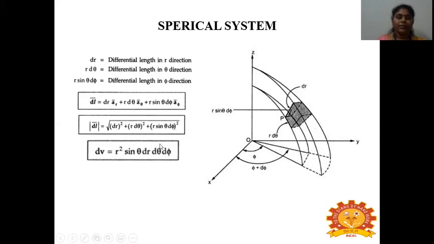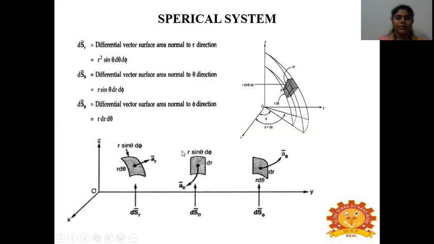And the differential volume is given by dv is equal to r square sin theta dr d phi d theta. So this is the differential volume for the spherical coordinate system.